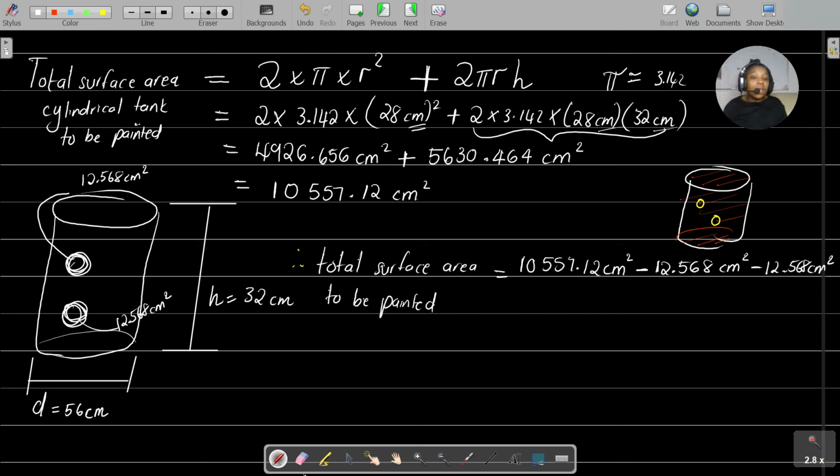Okay, so that's the same as just saying minus 2 times 12.568 centimeters squared. So let's just quickly do that. We're going to minus 12.568 minus 12.568. Therefore, the total surface area that has to receive 1 quart of paint is 10,531.984 centimeters squared. So that's the total surface area that we're actually going to be painting.